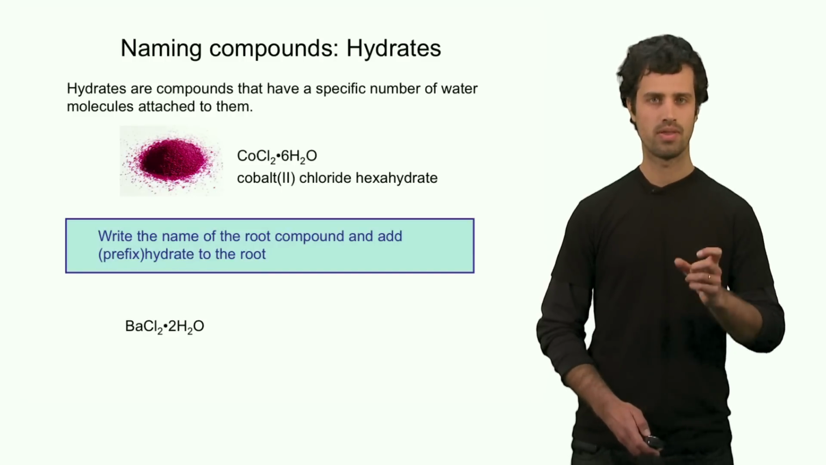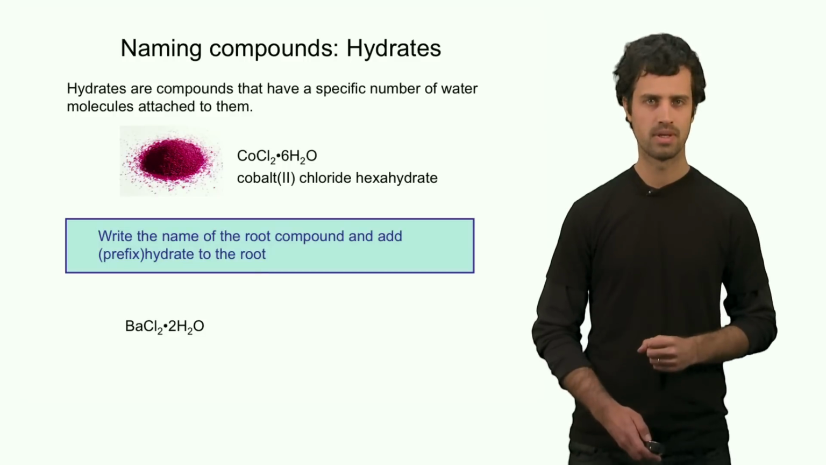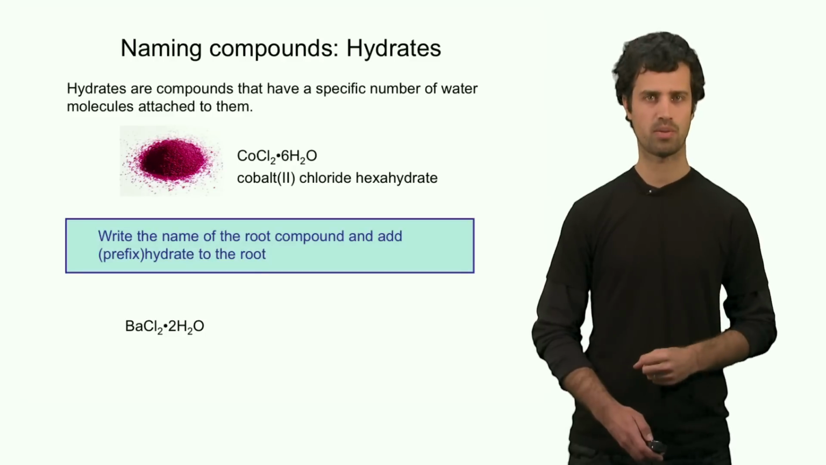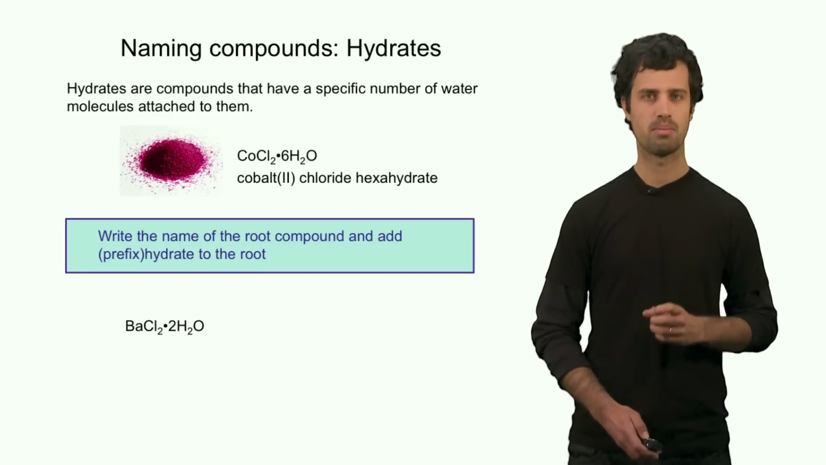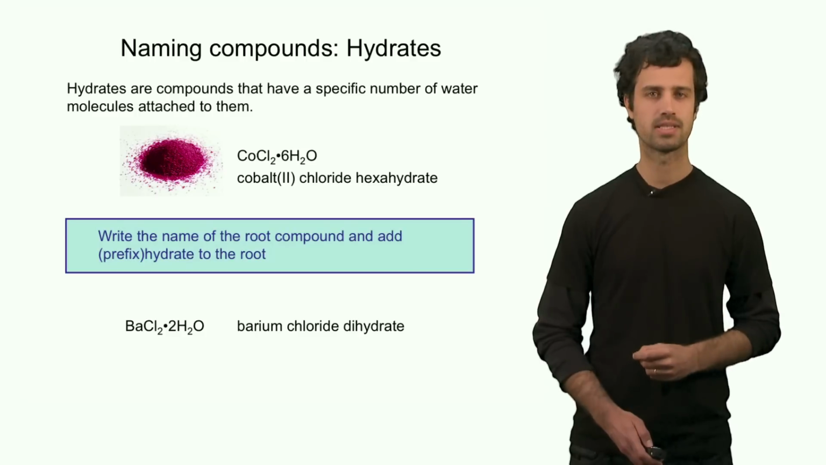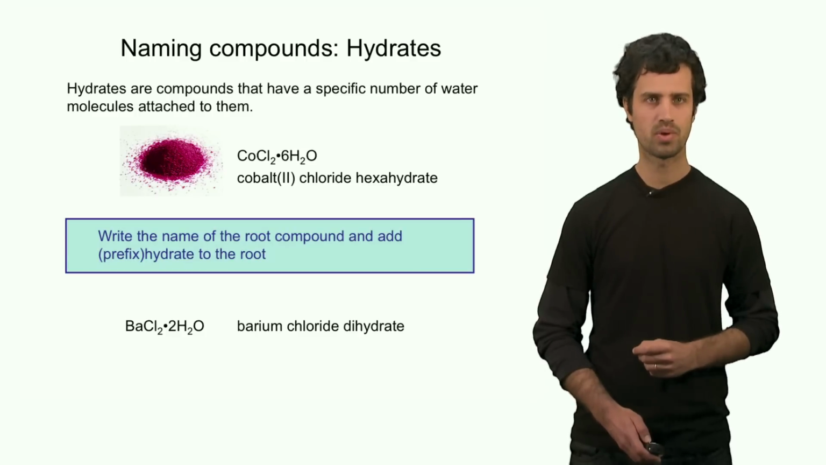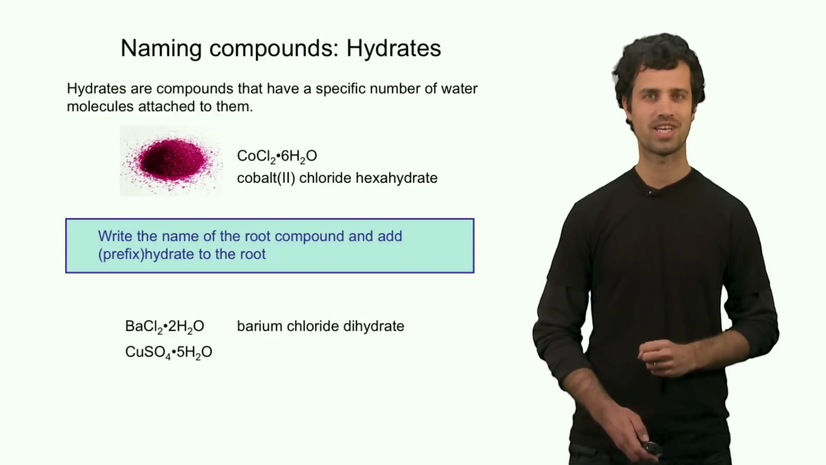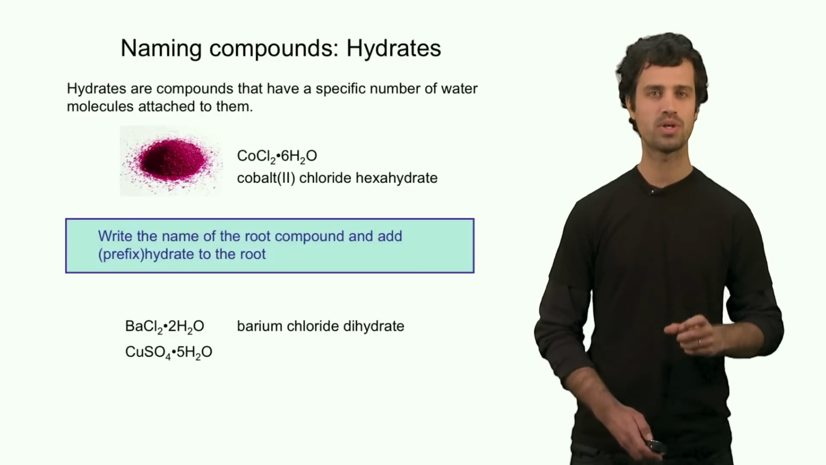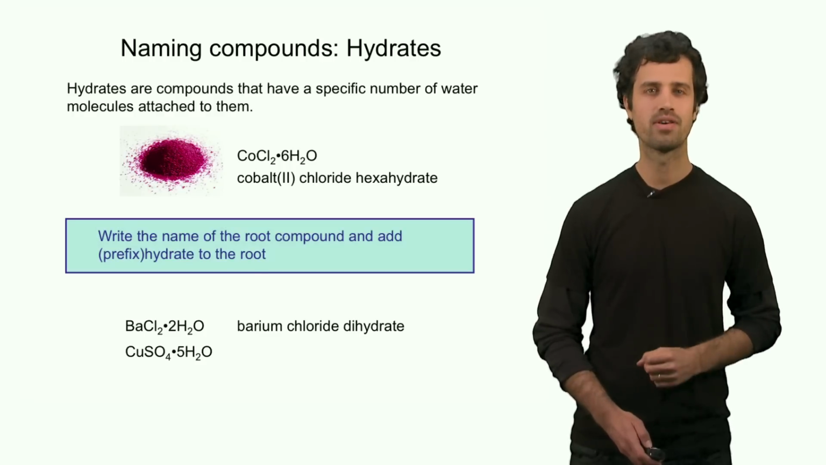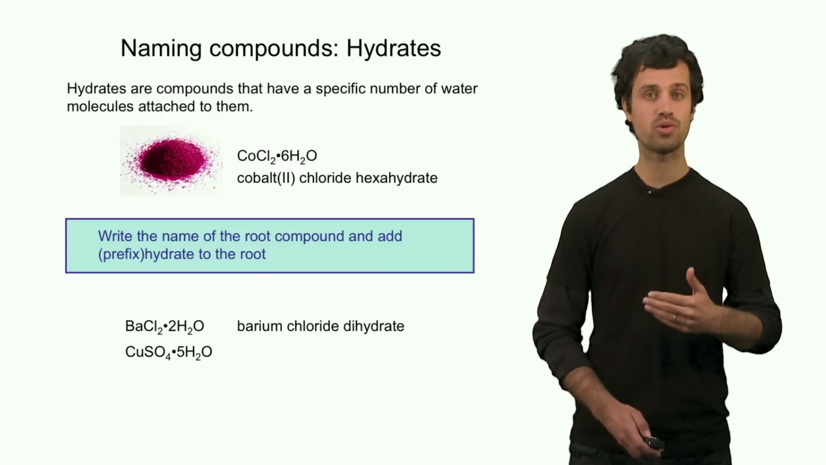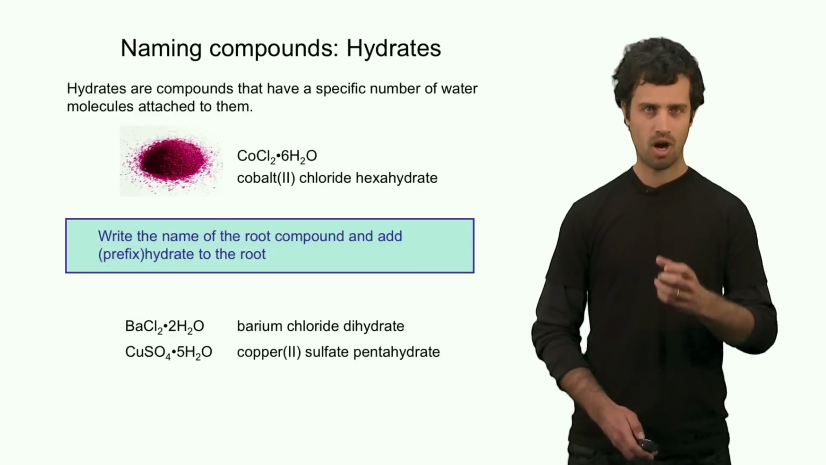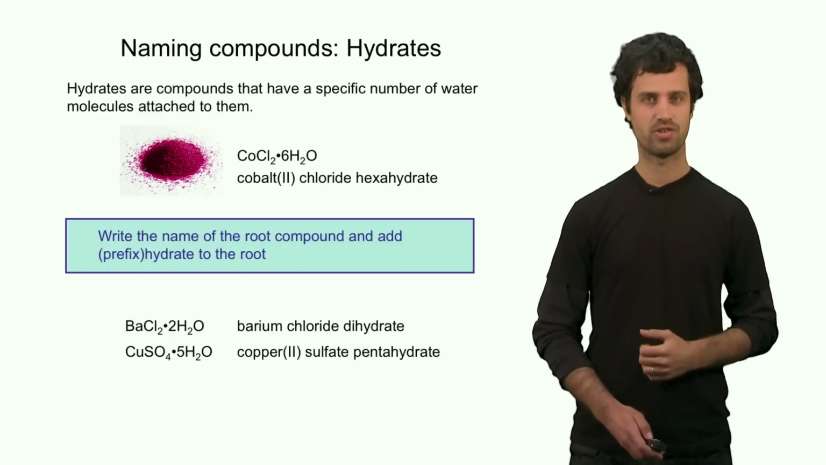For instance, this is barium chloride. It has 2 water molecules incorporated per unit of barium chloride. So this becomes barium chloride dihydrate. Another example is copper 2 sulfate. Note that copper is a type 2 cation. Copper 2 sulfate with 5 water molecules incorporated per unit of copper 2 sulfate. This compound is called copper 2 sulfate pentahydrate.